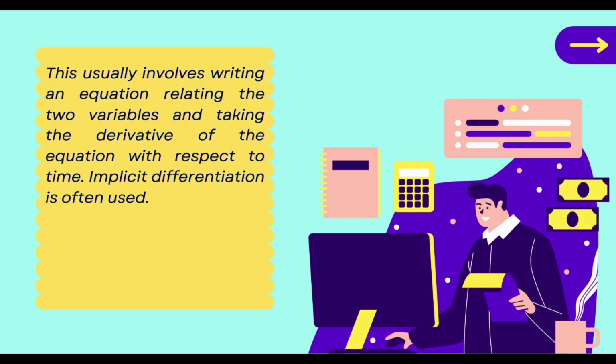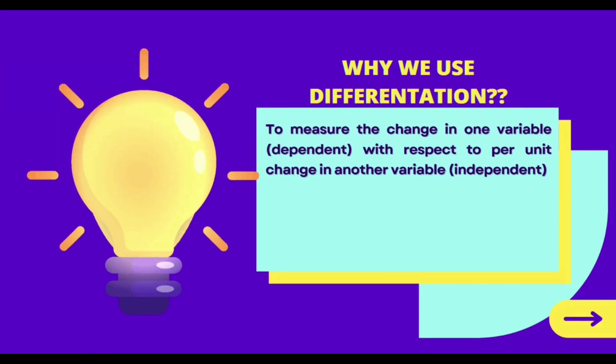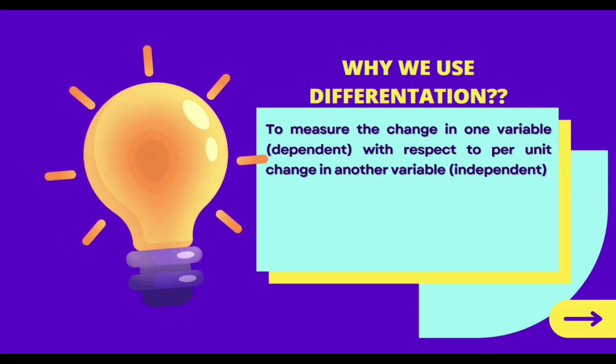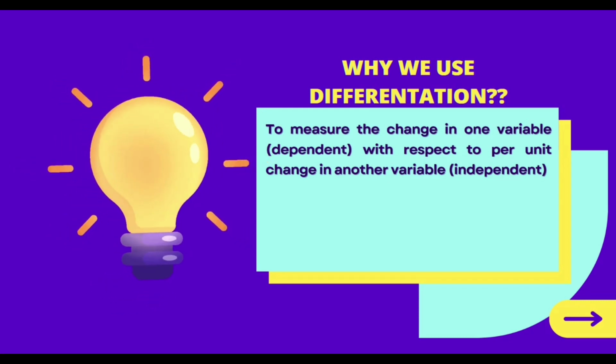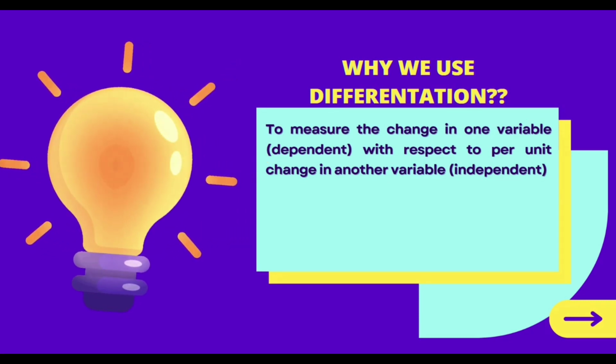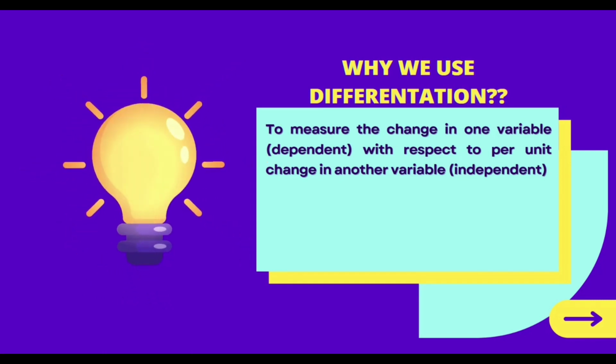This usually involves writing an equation relating the two variables and taking the derivative of the equation with respect to time. Implicit differentiation is often used in related rates. Why do we use differentiation? To measure the change in one variable with respect to per unit change in another variable.